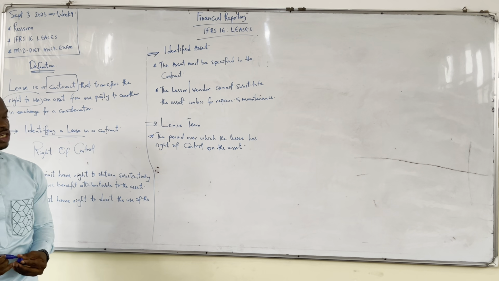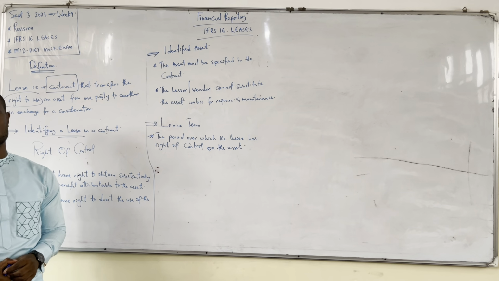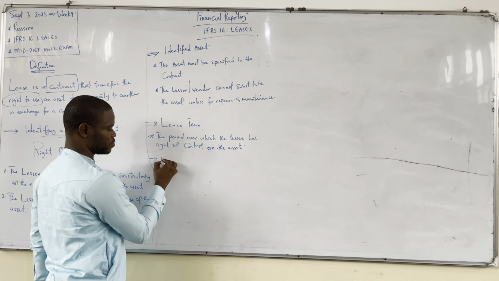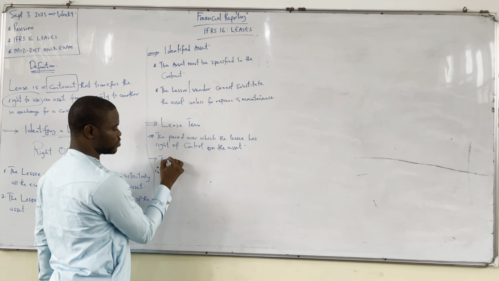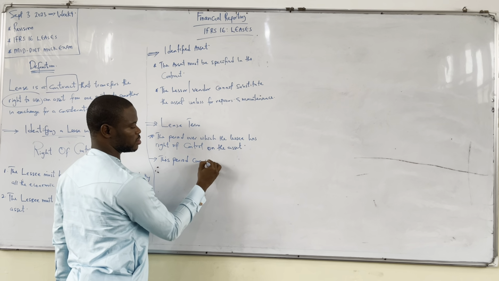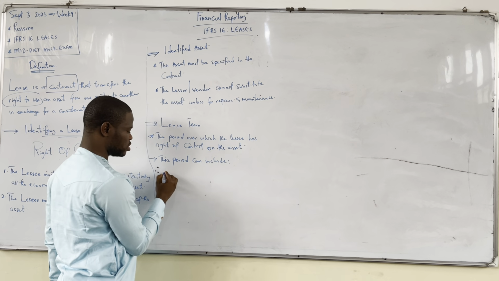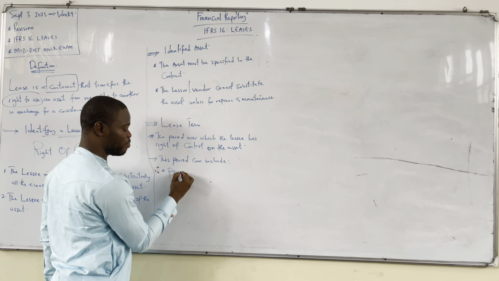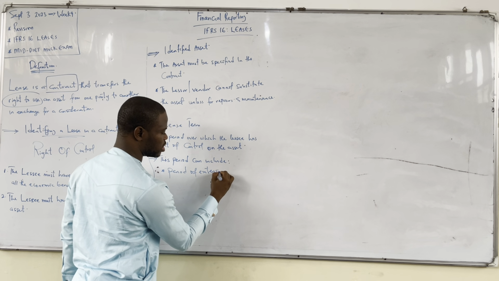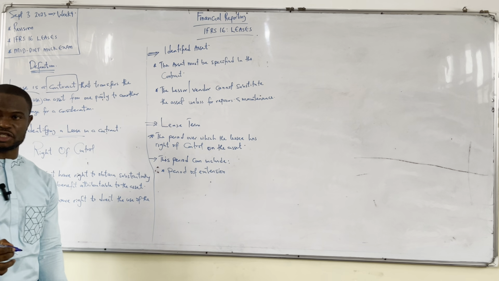The period over which the lessee has right of control on the asset. That's the lease term. However, there is something tricky here, because this lease term can include something we call a period of extension.